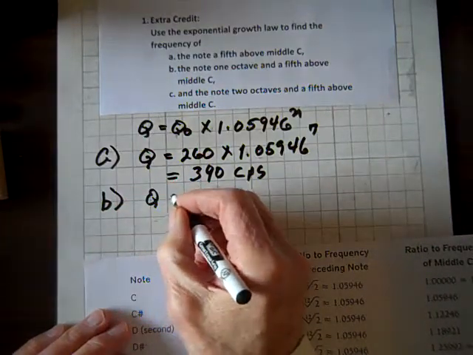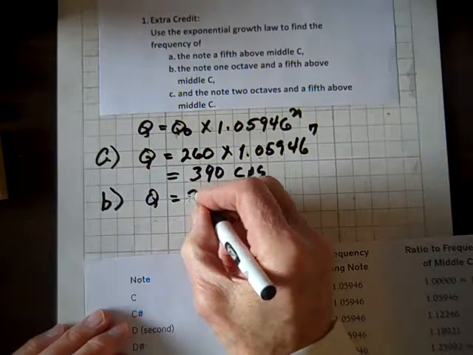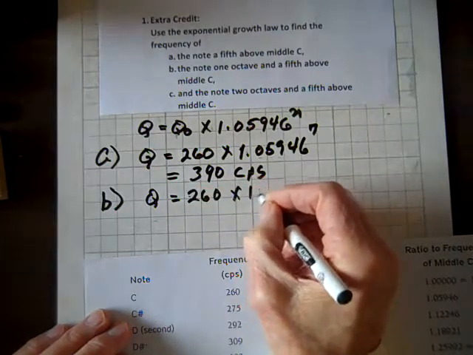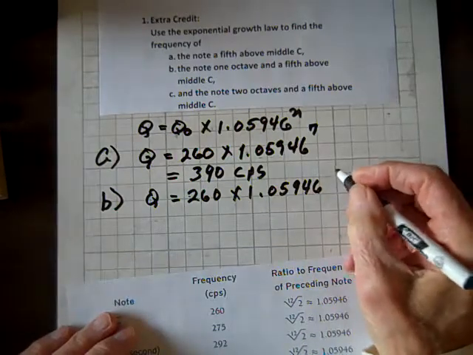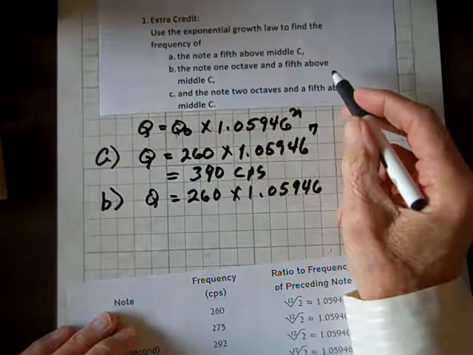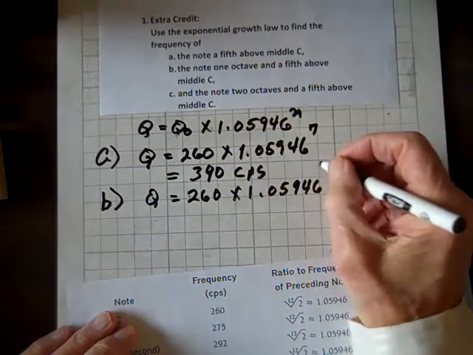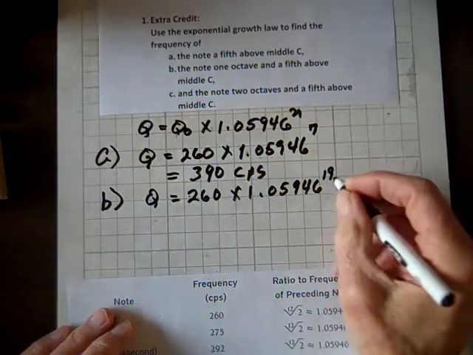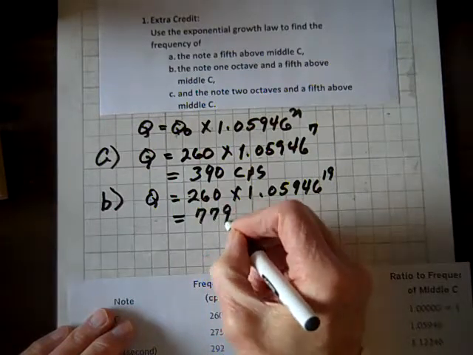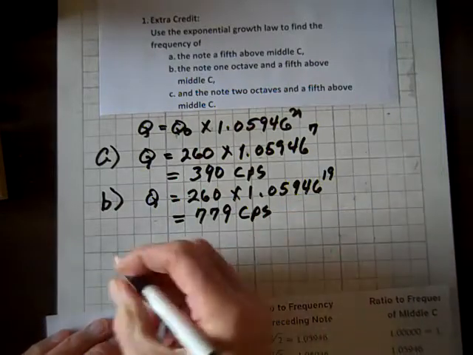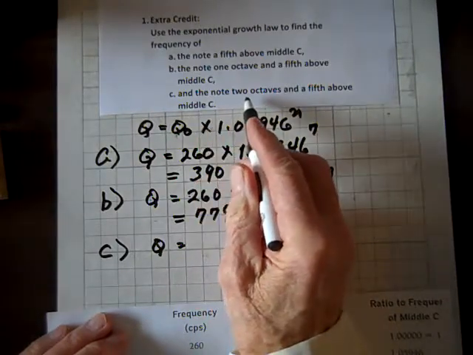Now let's do B. So Q equals, and again B, the note one octave and a fifth above middle C. So we're going to go 260 times 1.05946. And then the issue is, well, we're going a fifth above, so that's seven half steps, and an octave is 12 half steps, so when we add 12 and 7 together, we get 19. So n is 19 in this case, and when we run that through the calculator, we get 779 cycles per second.